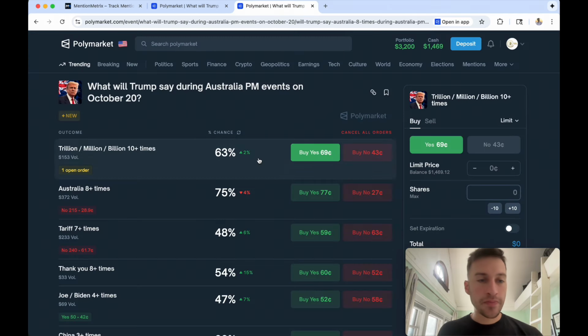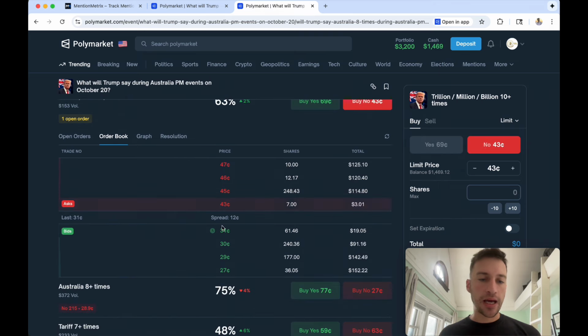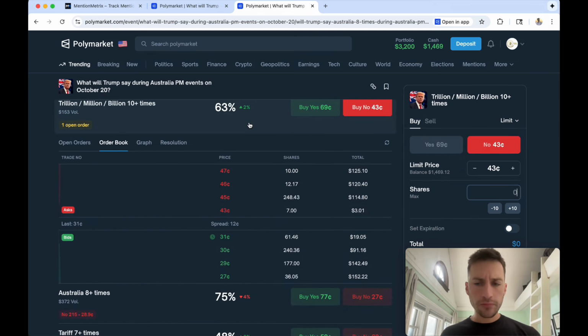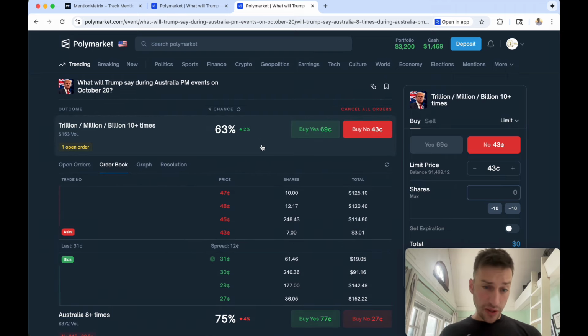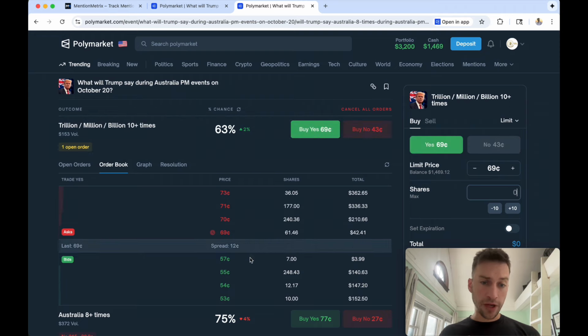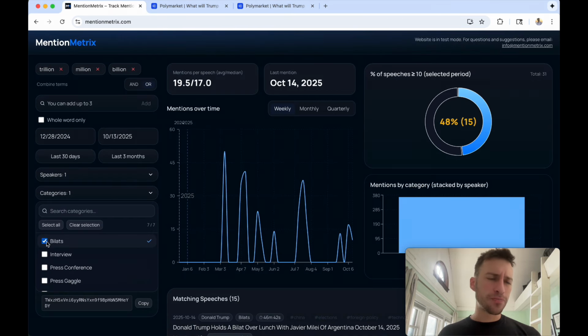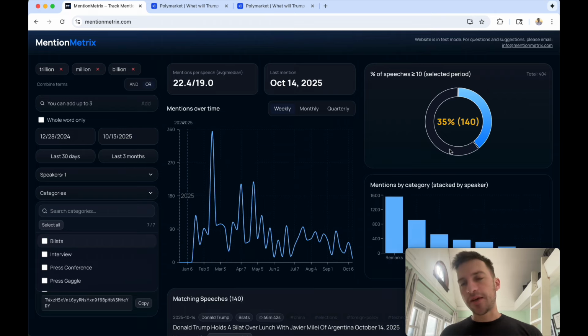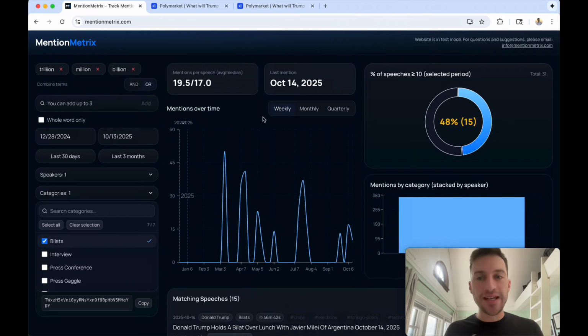Let's go compare that to the odds. The odds here, you can see that I have a bid way below 48%. So the odds are about 31 to 43 for no. So for yes, it's about 57 to 69. So I think this is a little bit overpriced, but not overpriced by much, to be honest with you. Here's the thing: 35% of the time across all speeches will he do this. But when talking to the head of a state, he's just a lot more likely to say it. So I think that the true value of these odds is probably 50 to 55%.